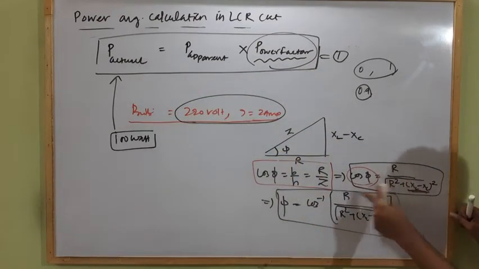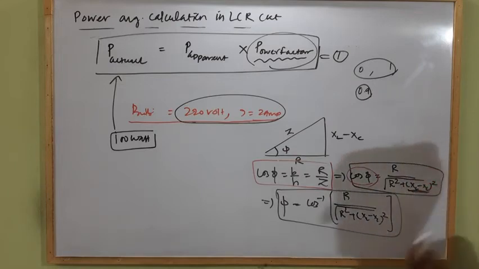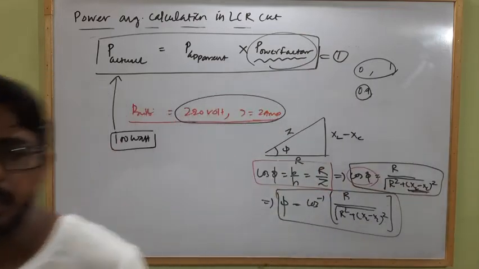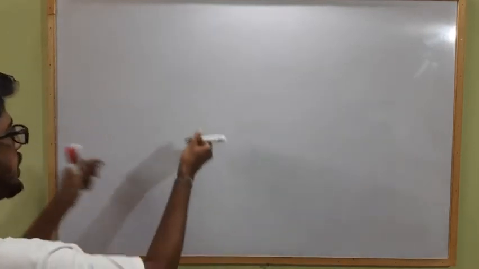And what is the value of power factor? Power factor equal to R by Z, Z equal to the square root of R square plus XL minus XC whole square. Clear? Okay. So next we will study wattless and wattful current.